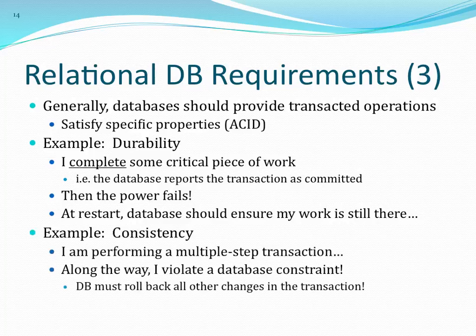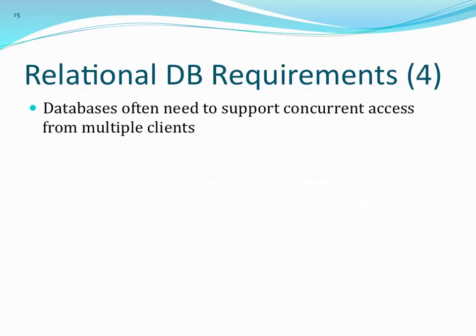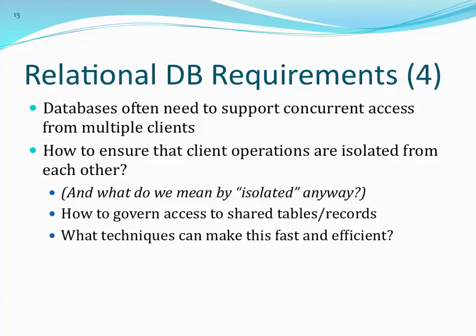It's kind of fun. Consistency, so you have a multi-step operation, and along the way you violated constraints. Well, the database should roll back all the other changes that the transaction has made. And then, of course, we have isolation. So we have concurrent access, and NanoDB just barely has concurrent access, so hopefully by the time we get to that lab, it'll be the last lab that we will probably do. If you have concurrent access, how do you make sure that these concurrent interactions don't trample each other in horrible ways? Okay?